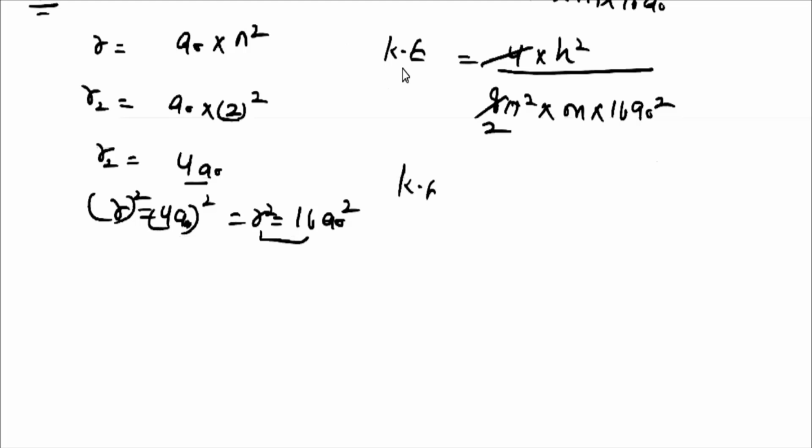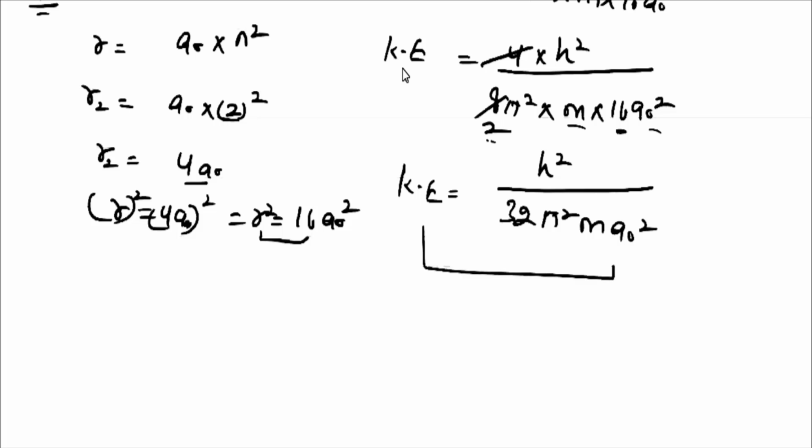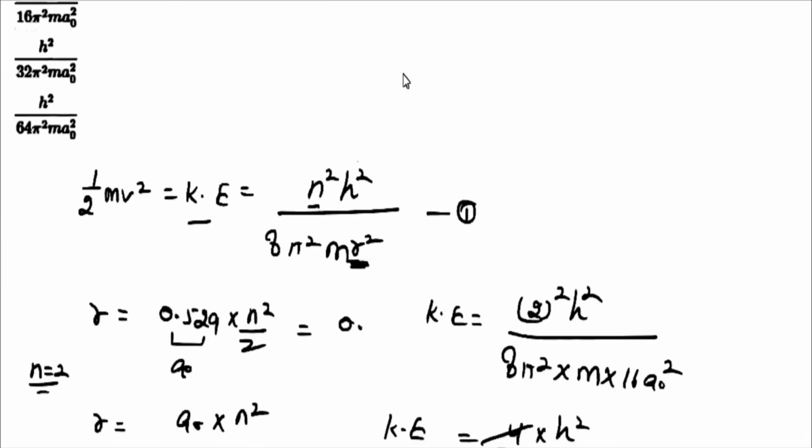Then after calculating, we get kinetic energy equals h square divided by, here we have 2 and here we have 16, that means 32, so 32 pi square m a0 square. So this is the expression between kinetic energy, mass and Planck constant. This is the final expression for n is 2, for the second orbit, which we need to find.